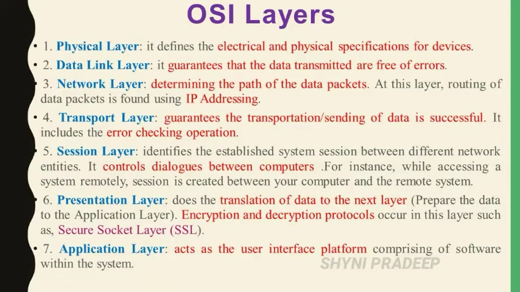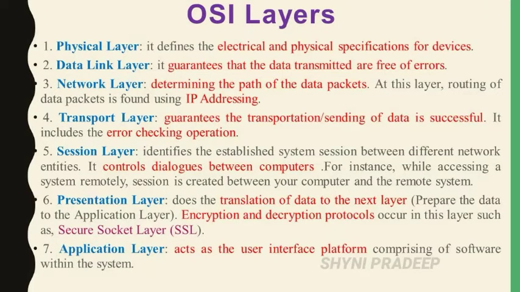And the fourth one is the transport layer. It is the fourth layer. It guarantees that the transportation or sending of data is successful. It includes error checking operation also. Okay. And the next one is the session layer. It is the fifth layer. It identifies the established system session between different network entities. It controls dialogues between computers.